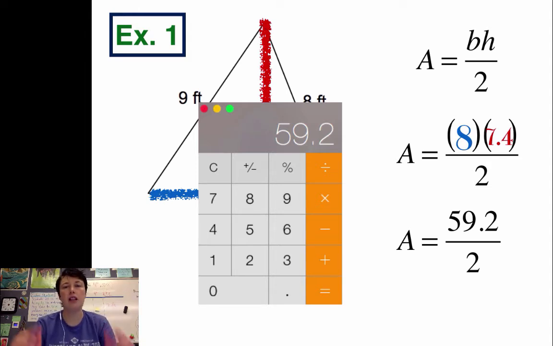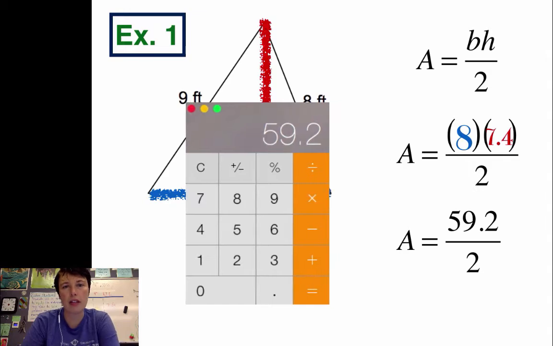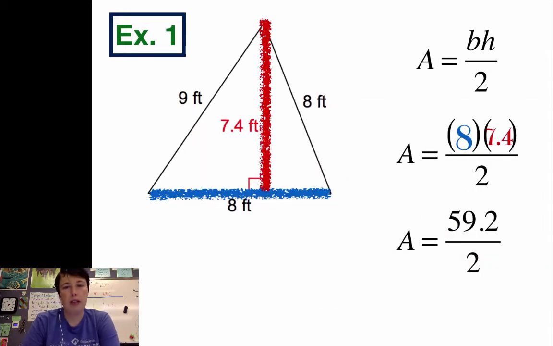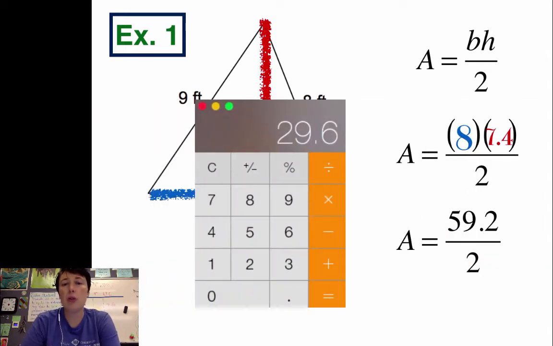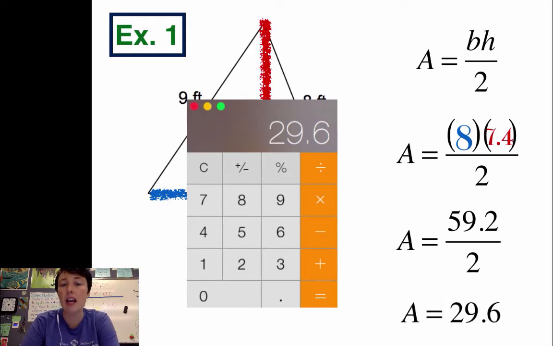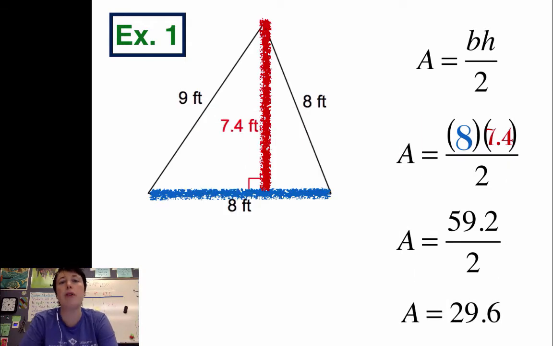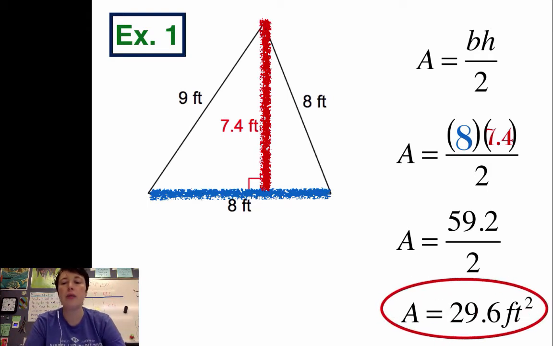We multiplied the top numbers, but we haven't divided. So let's grab another calculator. Divide by 2. 59.2 divided by 2 is 29.6. So our area is 29.6. And when I write it down, look at the picture, I'm going to put it in feet. So we're going to say feet squared because it's the little squares that fit inside that triangle. 29.6 feet squared. And feet squared can be written with feet to the little 2 power. That's the way we square something.